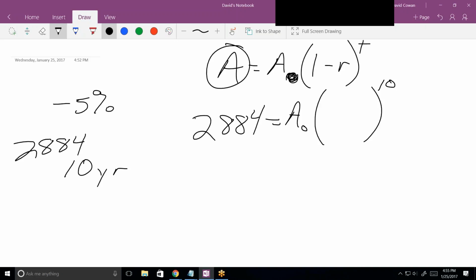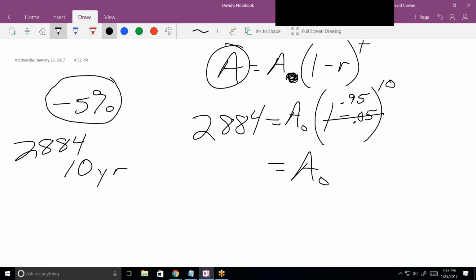No? What's a... 1 is 100%. It is a little confusing, but the way to really do it is to always convert that to a decimal first. So I got this. That converts to that. And now that turns into 0.95. So A sub 0, the starting amount, ends up being equal to the ending amount divided by 0.95 to the 10th power.